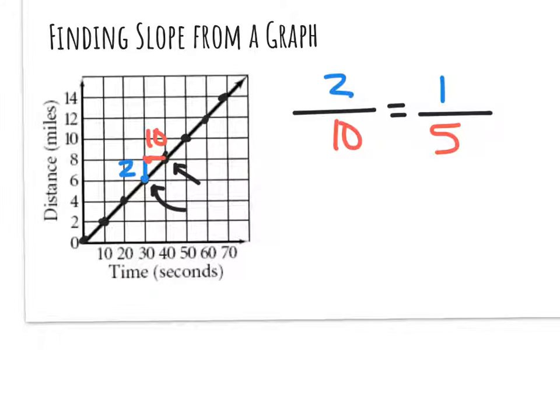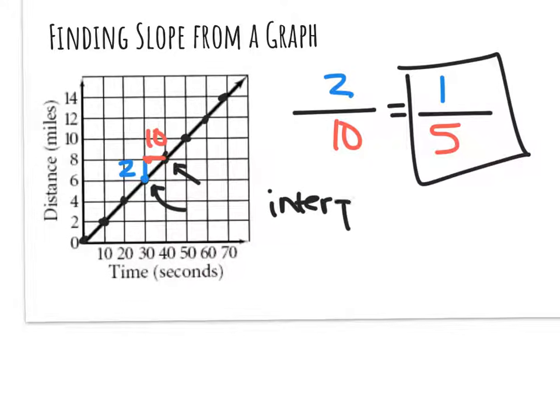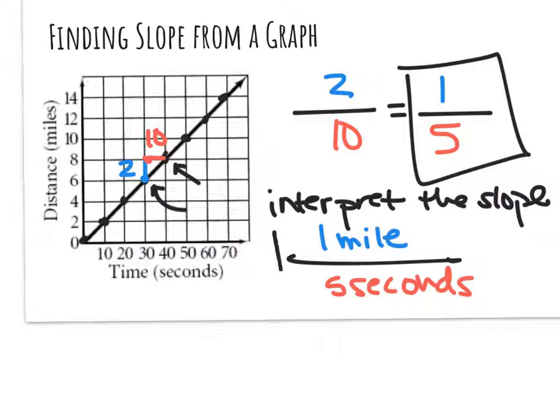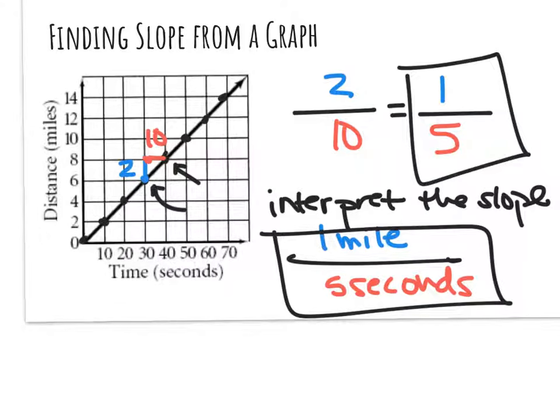But remember, this is a real-world problem, so it's not just 1/5. I have to interpret the meaning of the slope. This means that for every 1 mile I travel, it takes me 5 seconds. So this is my final answer of my real-world slope.